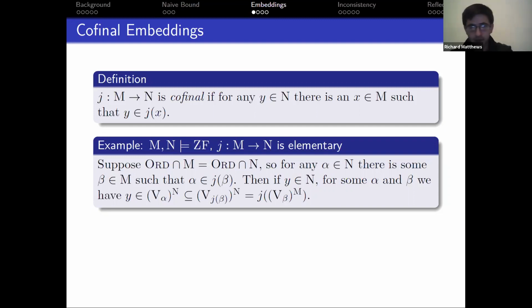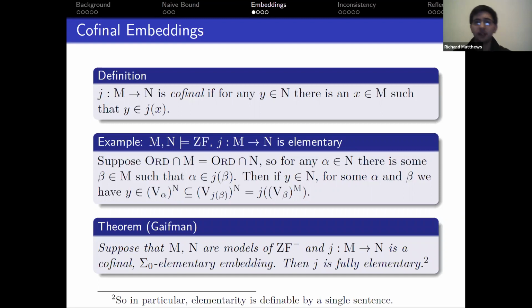The reason I care about cofinality is because of this theorem by Gaifman, which is that elementarity can be definable by a single sentence as long as we have cofinality. Suppose that M and N are models of ZF without power set, and J from M to N is a cofinal Sigma_0 elementary embedding. Then J is fully elementary.